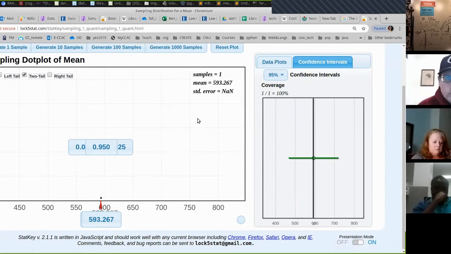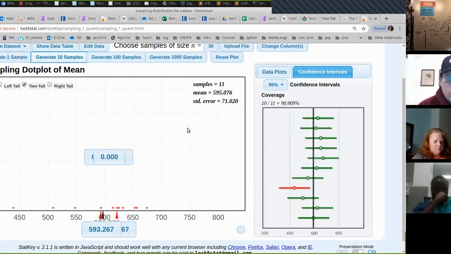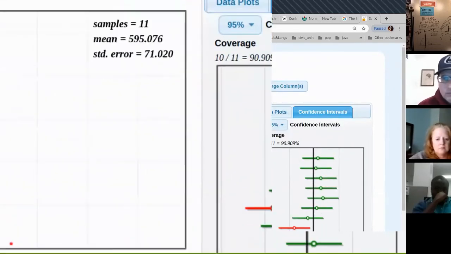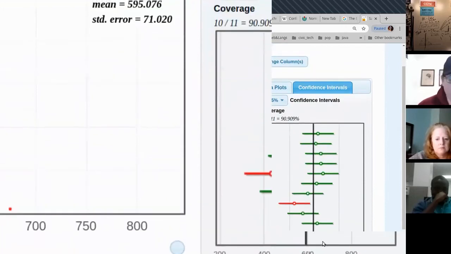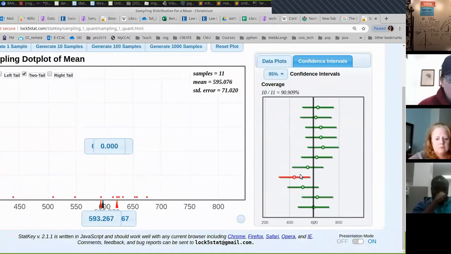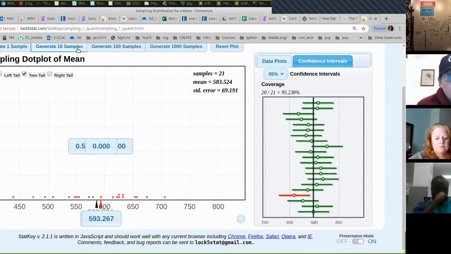Yes. And if I keep sampling, let's do another 10 times. Look, experimentally, each one of these open circles is a sampling mean, the middle of my 30 samples. How many of them included the true population value? Well, 10 of 11, which is a little bit less than we might expect. But the law of large numbers says as we increase the number of samples, we converge on that limit of 95%.